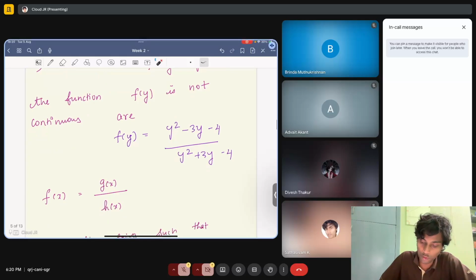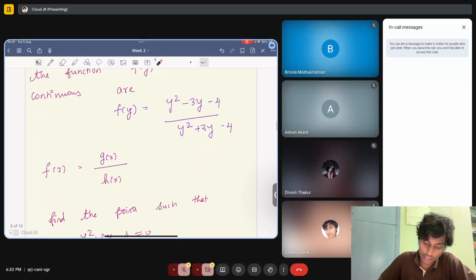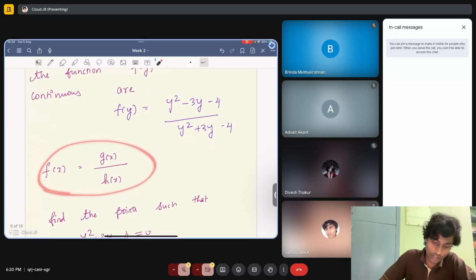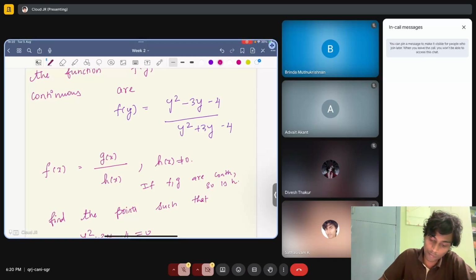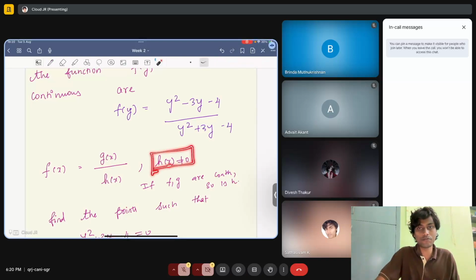So at the other places, how do you prove it is continuous? Basically you have to use the theorem where, if you have a function f of x equal to g of x by h of x, and h of x is not equal to 0, and both g and h are continuous, so is f. So f is continuous exactly at the points where h of x is not equal to 0.